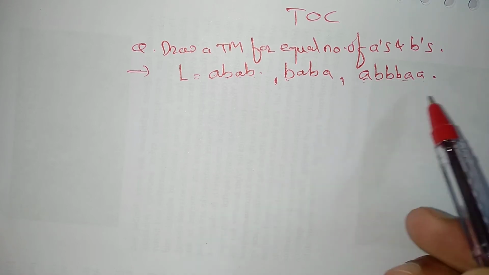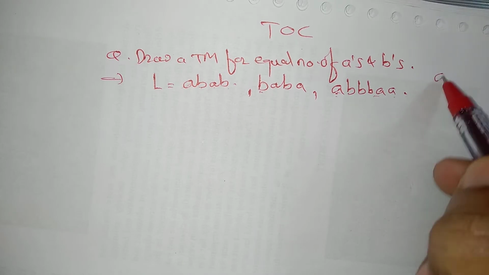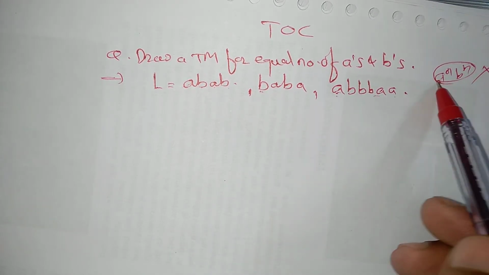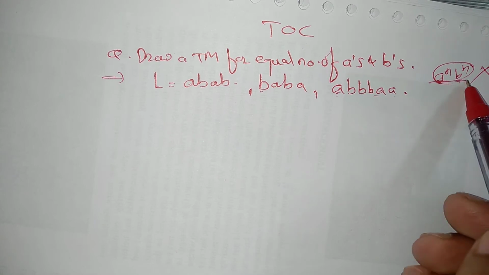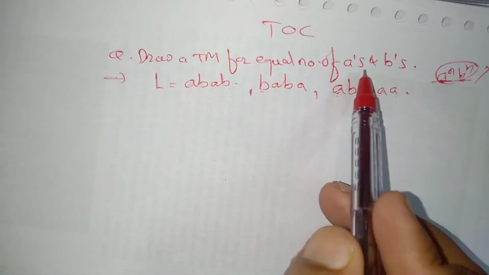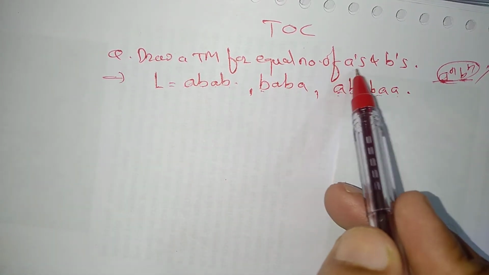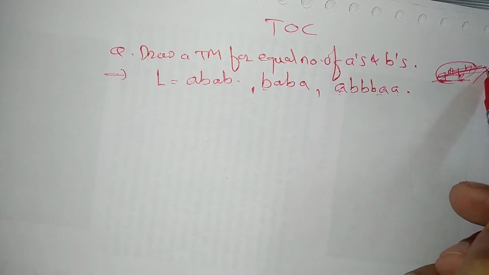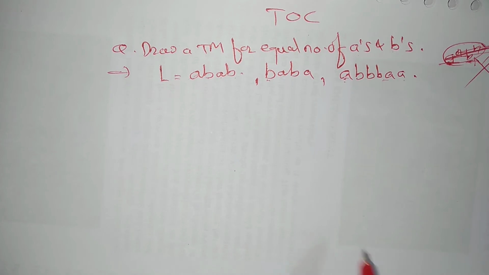This is completely different than A to the power n, B to the power n. Yes, in that scenario, first all A, then all B. But in our problem statement, what they ask us is equal number of A and B. They haven't talked about the sequence of A and B. So that is wrong, and these are the correct possibilities.